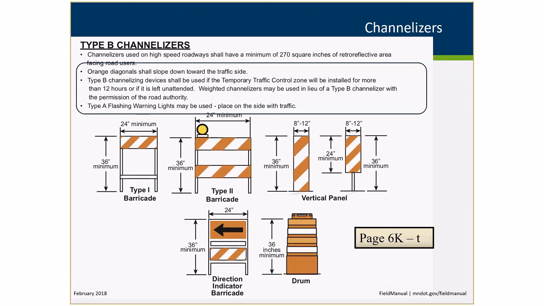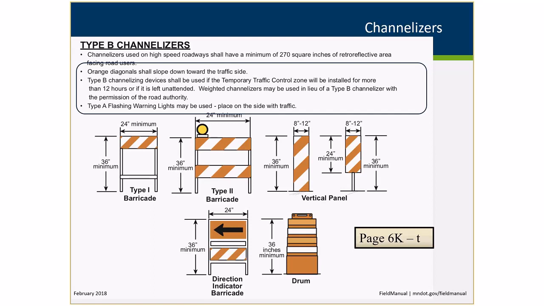Now for the channelizing devices, we previously had the channelizers with less information on the page, and it was actually below the table for the distances in the field manual. We added more guidance into this, and what's circled here with that kind of weird square are the things that we added as far as language for more guidance related to channelizers. A big one is where the orange diagonals need to slope down to. A lot of people didn't realize this.